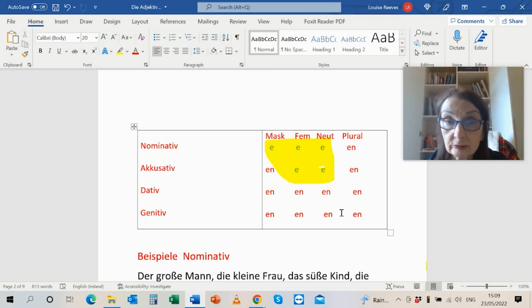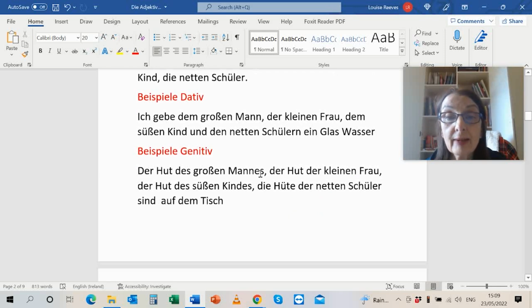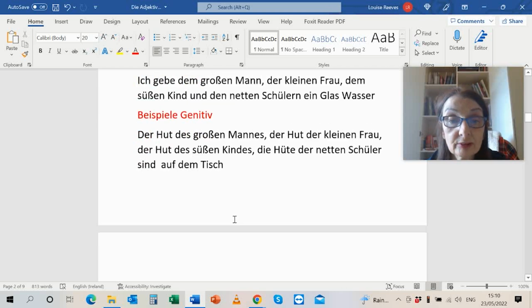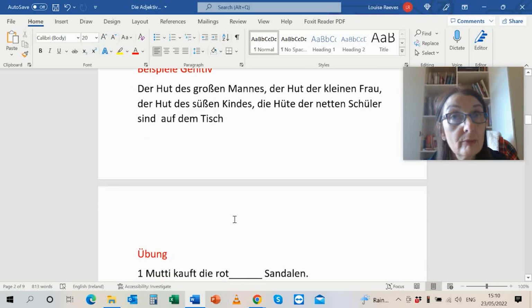Now write that down. This is for the definite article, der, die, and das, or jeder, or welcher, or dieser as well. I have der Hut des großen Mannes, of the big man, the big man's hat. Der Hut der kleinen Frau, the little woman's hat. Der Hut des süßen Kindes, the sweet child's hat. Die Hüte der netten Schüler, the nice pupils' hats, sind auf dem Tisch, are on the table. Just examples for you. You could have many, many examples.